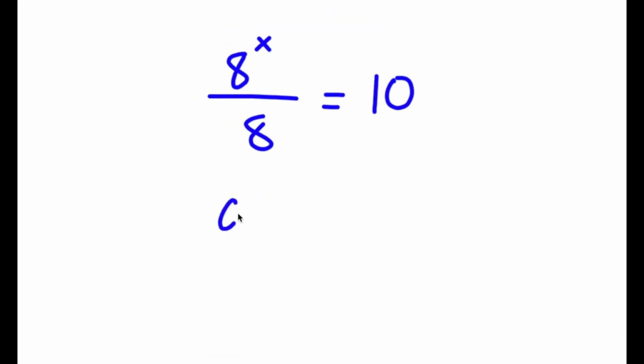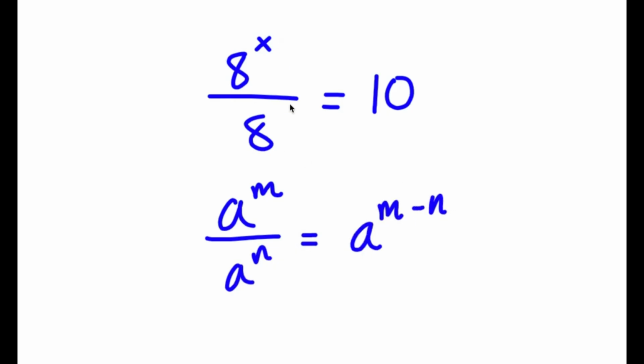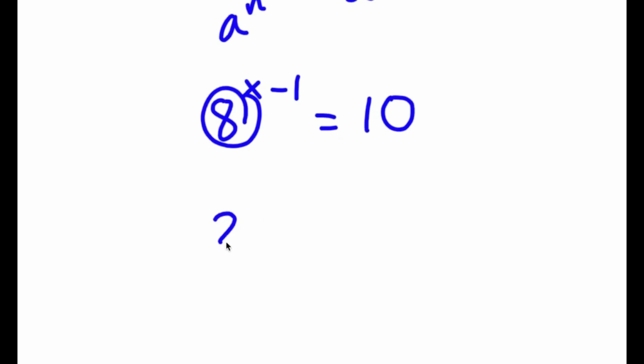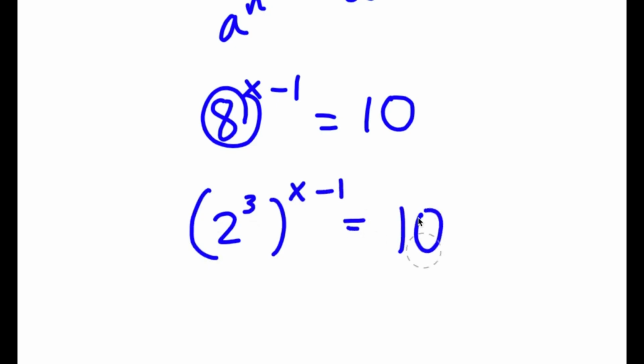Now, if I have something in the form a to the power of m over a to the power of n, this is equal to a to the power of m minus n. So a to the power of x over 8, well, 8 is the same thing as a to the power of 1. So I get a to the power of x minus 1 is equal to 10. Now, 8 I can rewrite as 2 to the power of 3. So now I have 2 to the power of 3 to the power of x minus 1 is equal to 10.